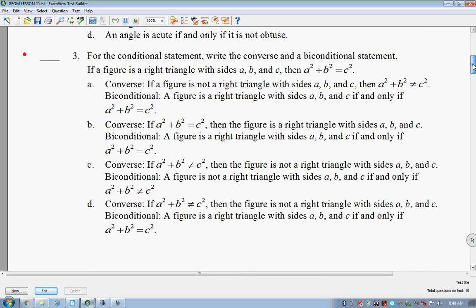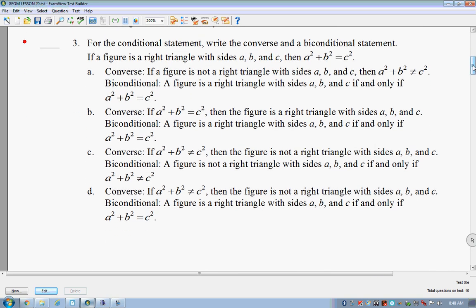Let's see, that was number 2. All right, number 3. For the conditional statement, write the converse and a biconditional statement. If a figure is a right triangle with sides A, B, and C, then A squared plus B squared equals C squared. Katie, can you help me out with the converse of that statement? Perfect. That's exactly right.